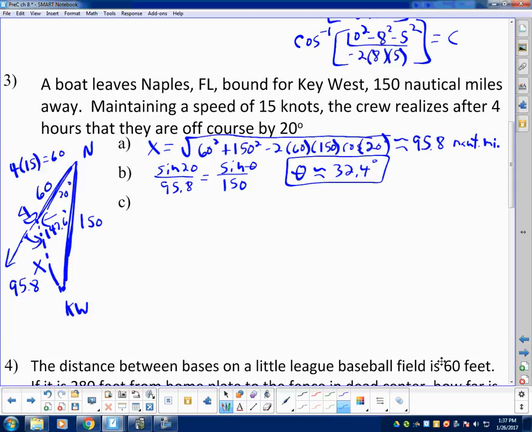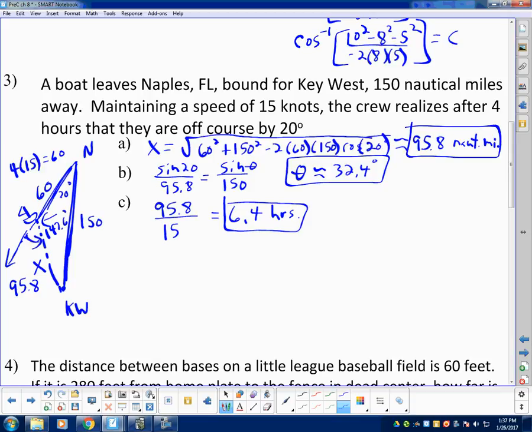Part C is asking, once the turn is made, how long will it take to get to Key West at the same 15 knot speed? Well, he's got to travel 95.8 nautical miles at 15 knots per hour, so that gives me about 6.4 hours. 6.4 hours for part C.